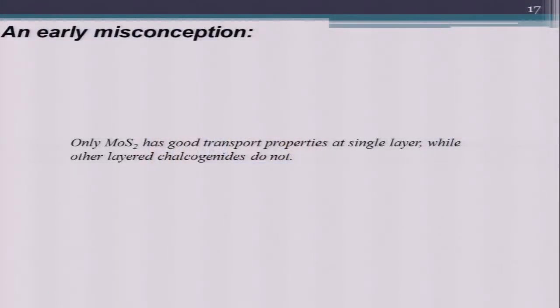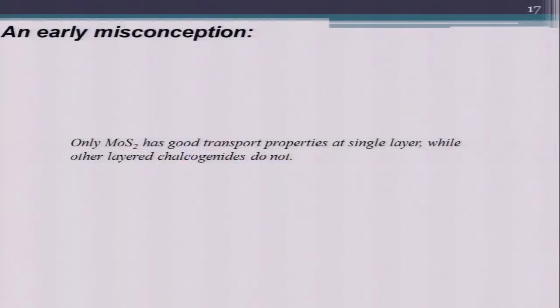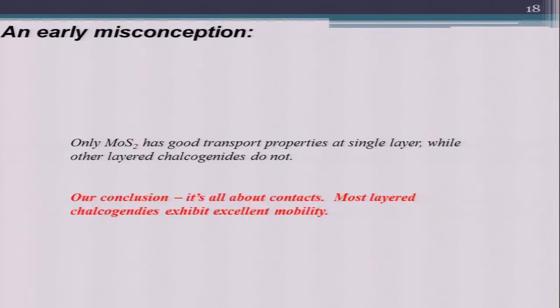But there was a misconception for a while. After the results came out, people started looking at other chalcogenides, and most of the transistor characteristics were very poor based on other chalcogenides. So for a while, the belief in the field was that moly sulfide is the only good layered chalcogenide material in terms of transport, and there were a lot of theoretical studies as to why that might be the case.